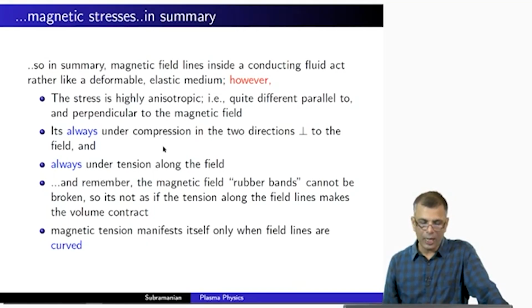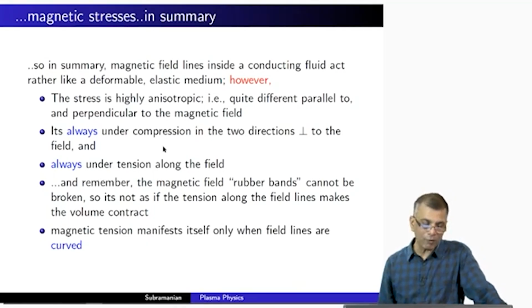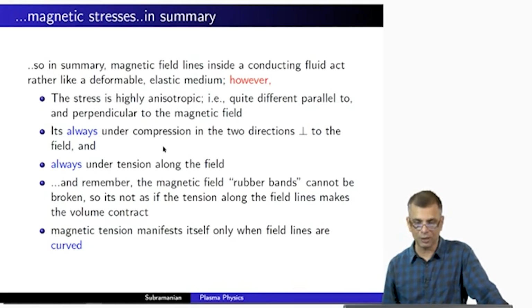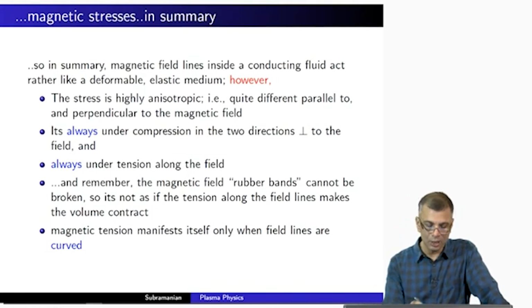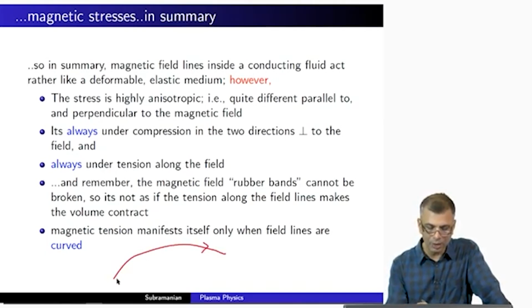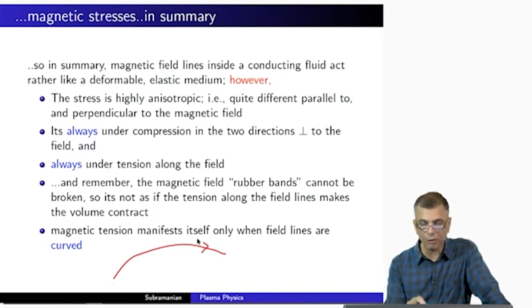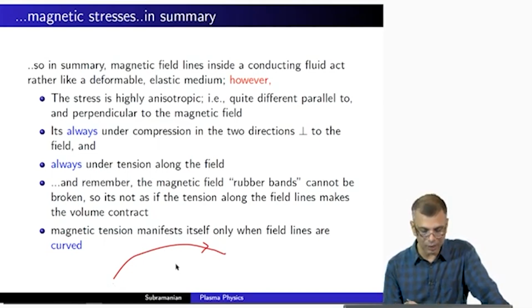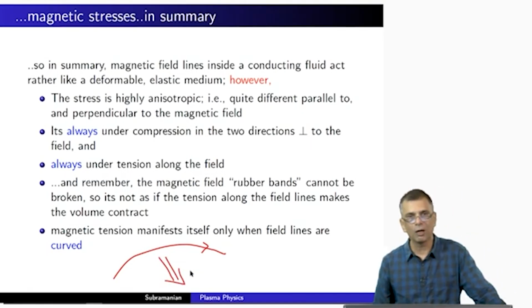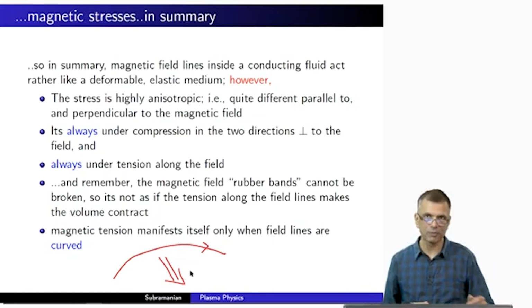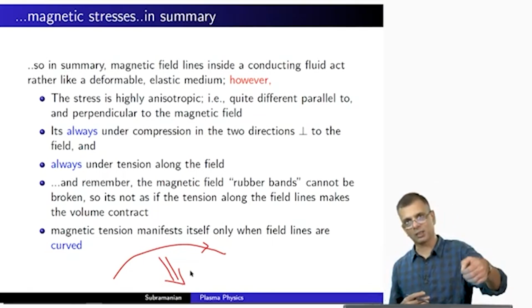All right. The other thing is the magnetic tension really manifests itself only when field lines are curved. In other words, for straight field lines there is really no magnetic tension. It's only when you have curved field lines like this that the tension along the field lines manifests itself. And what's more, it manifests itself in the following way: you get the equivalent of a centrifugal force. Or is it centripetal? I think it's centripetal force.